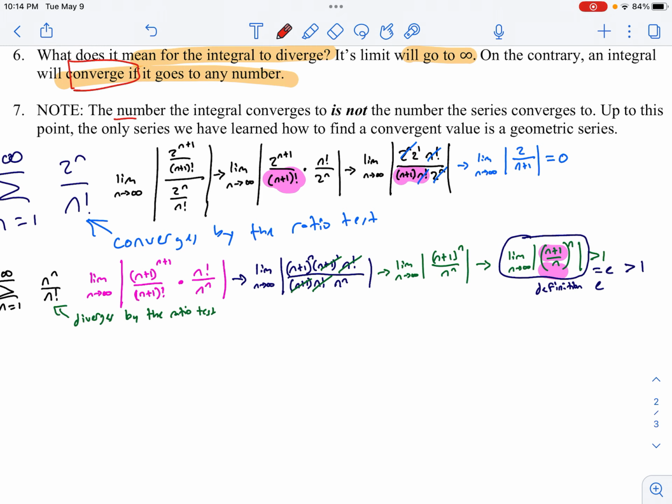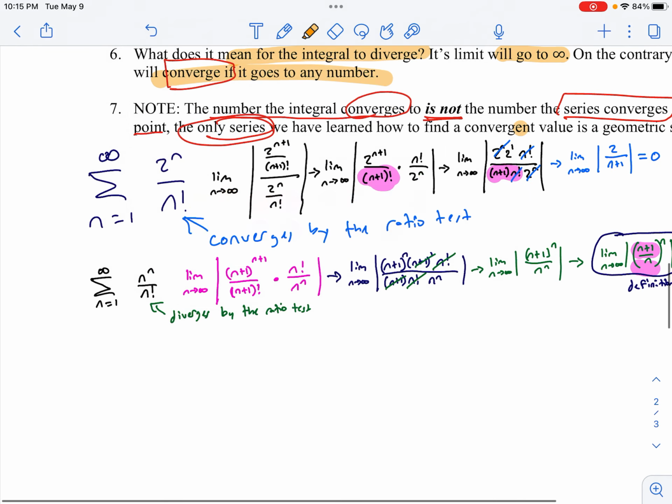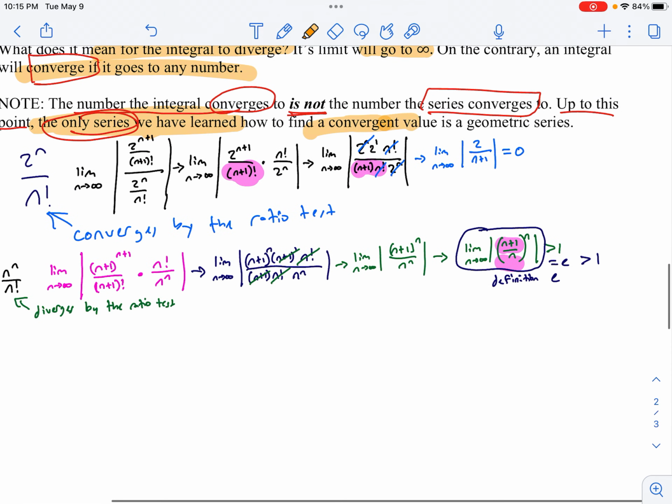If your integral converges, the number that you converge to is not the number the series converges to. Okay? We're not getting a convergent answer. We're just answering convergent or divergent. Which one is it? We're not getting a number answer. Up to this point, this is important, the only series we've learned how to find a convergent value for is geometric. So the main idea of all of these lessons is just, does a series converge or diverge? If it converges, we usually will not know what it converges to. Geometric, yes. Otherwise, no.